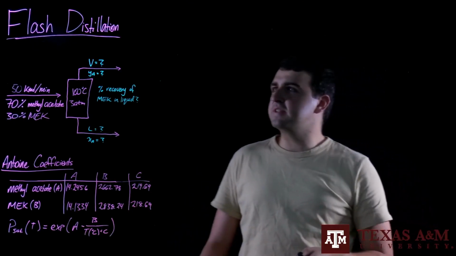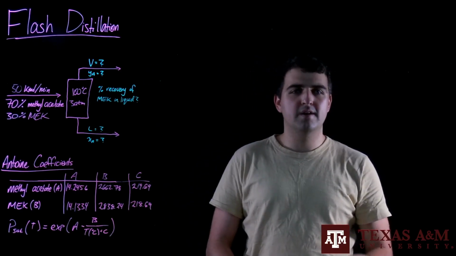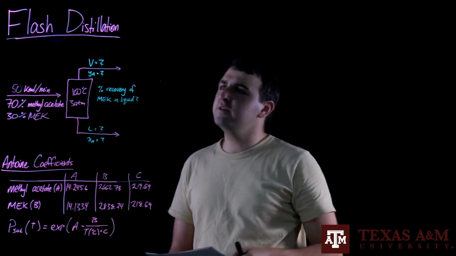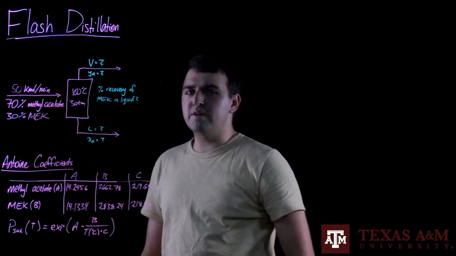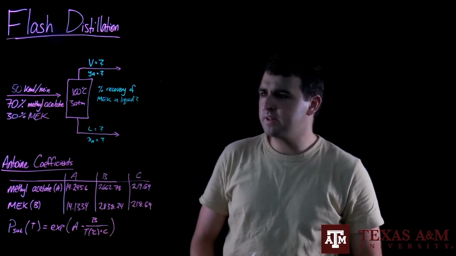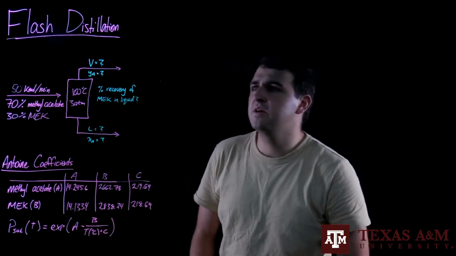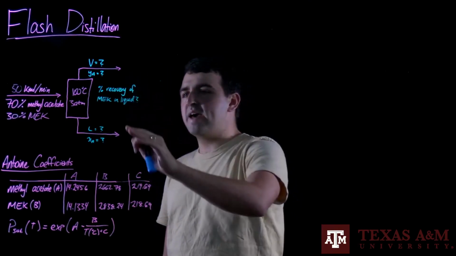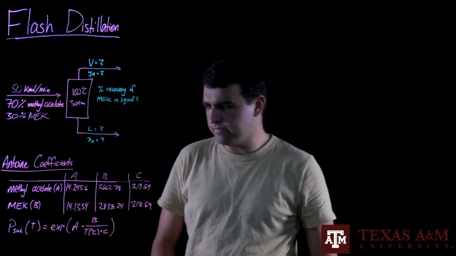Howdy class, for this first exam review, we're going to go over first an example of flash distillation. In this problem, we're given an inlet stream of 50 kilomole per minute, 70 mole percent methyl acetate, 30 mole percent methyl ethyl ketone. This goes into a flash distillation column at 100 degrees C, 3 atmospheres. And we're asked to find the outlet flow rates, V and L, outlet compositions, YA, XA, and the percent recovery of the methyl ethyl ketone in the liquid.